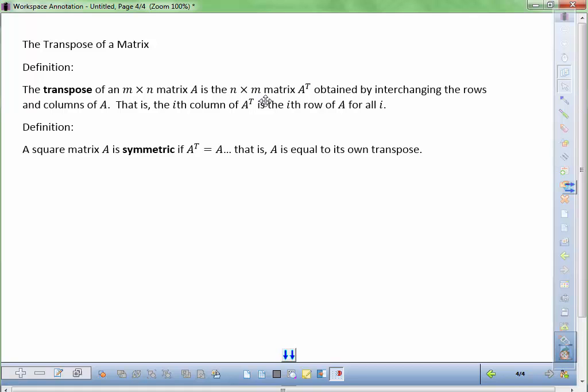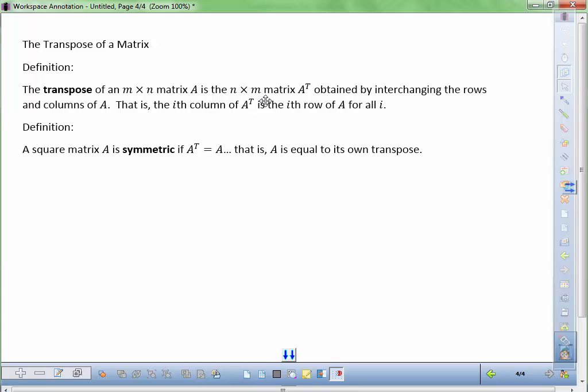And piggybacking along with the transpose, if you have a square matrix and your transpose is equal to the original matrix, then you must have had a symmetric matrix. A symmetric matrix just says that whatever you have across the diagonal is the same, and so the transpose would be itself again.